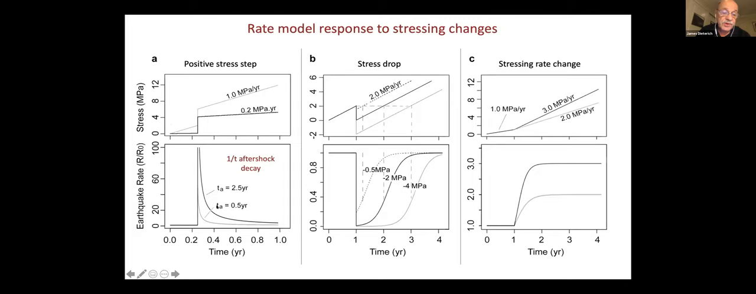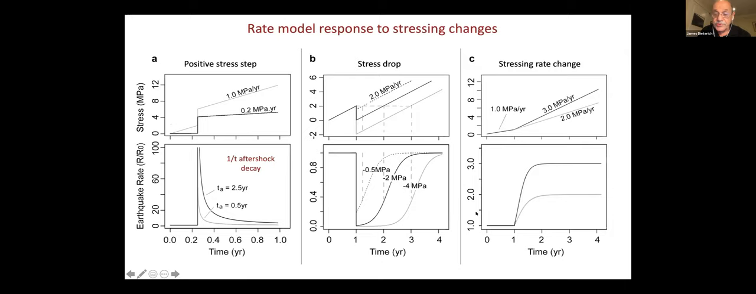If you have a stress drop, then seismicity drops. It never drops to zero unless the shear stress drops to zero and the equations go singular at that point. But the restoration time to get back to a steady state seismicity level is proportional to the stress drop. And finally, over here, I just show what happens if you change the stressing rate. It takes some time to reach a new steady state level.